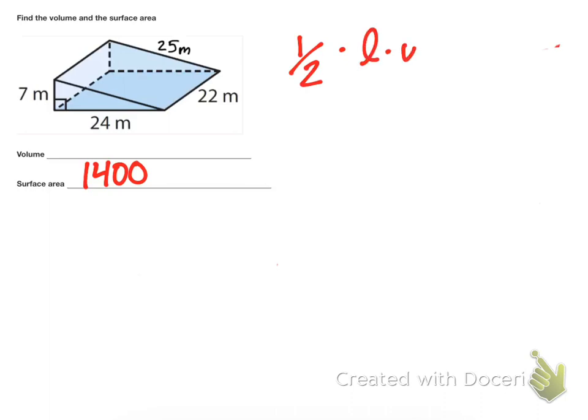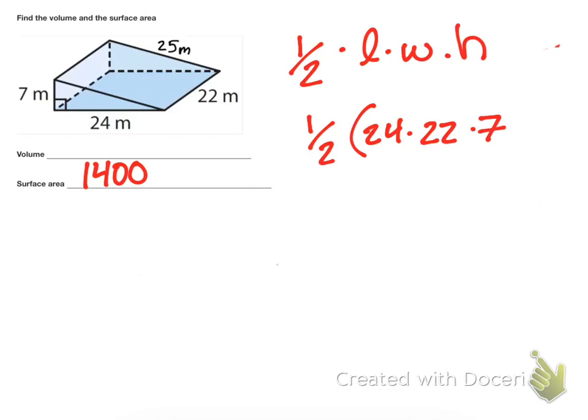Volume, we follow that same formula. Length times width times height, right? Do we care about that 25? No, that one doesn't form a right angle with our length times width times height. So here we've got 1/2. Our length is 24. Our width is 22. And our height is 7. Excellent. I'm going to cancel those out. I get 12 times 22 times 7.